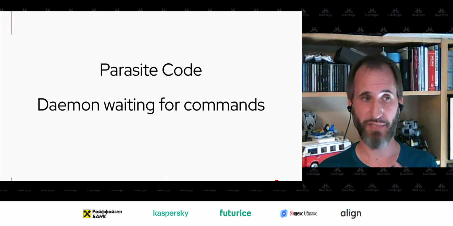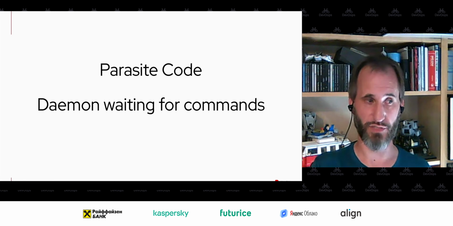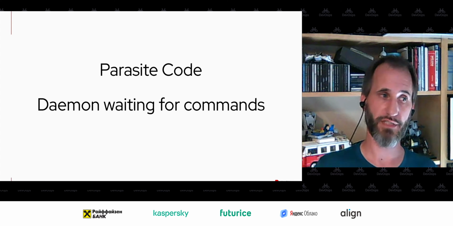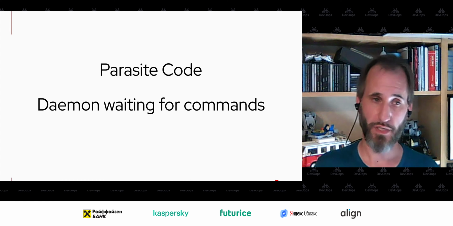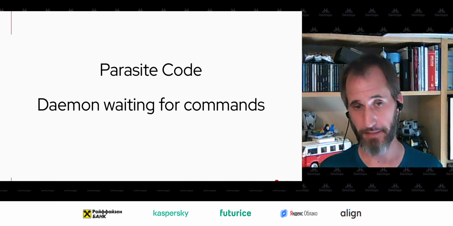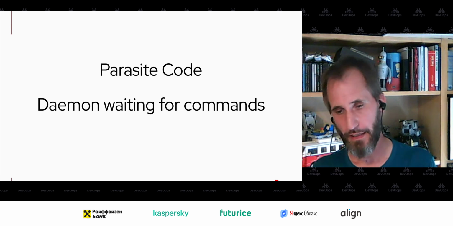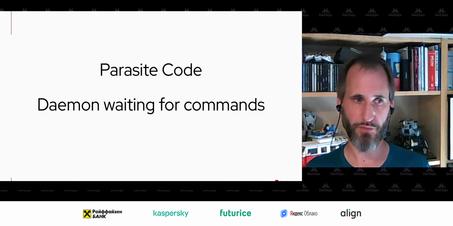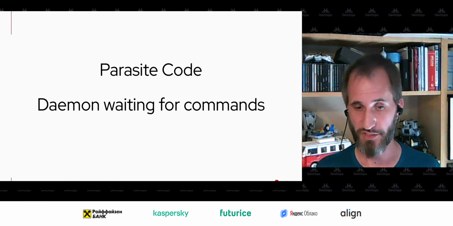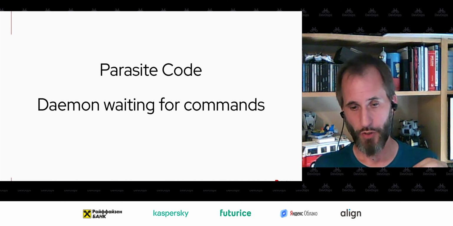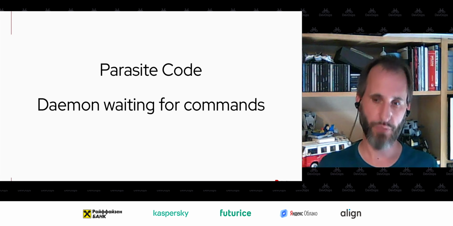And this Parasite Code is basically a daemon waiting for commands from the main CRIU process. So the main CRIU process talks to the Parasite Code and says, I need this information from you, give it to me and write it out to disk. One of the reasons when CRIU was first developed is that getting the memory from within the address space of the process out to disk fast was not really possible. So the Parasite Code enables CRIU to write all the memory pages from the process onto disk really fast.